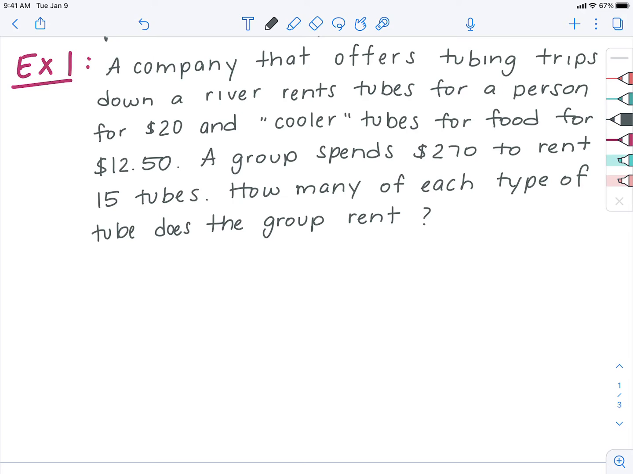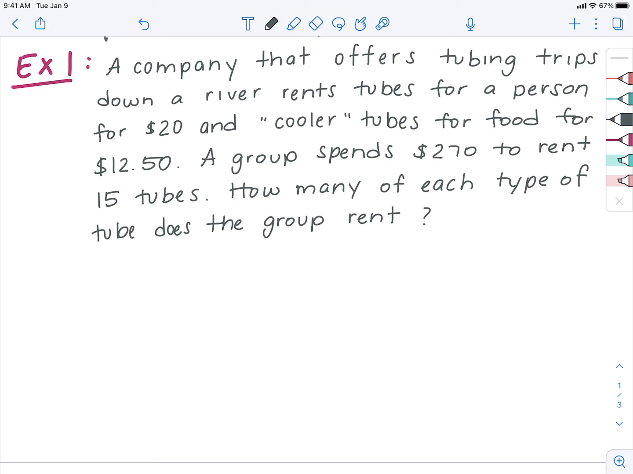So now we know they're talking about a river rafting company, and some kind of tubes that you can rent. Now that we have an idea of what's going on, we want to go back, read it again, and pick out two different variables, two different things that they're talking about. So we know they're talking about tubes, we know they're talking about river rafting. So we want to find something that they're talking about two different types of.